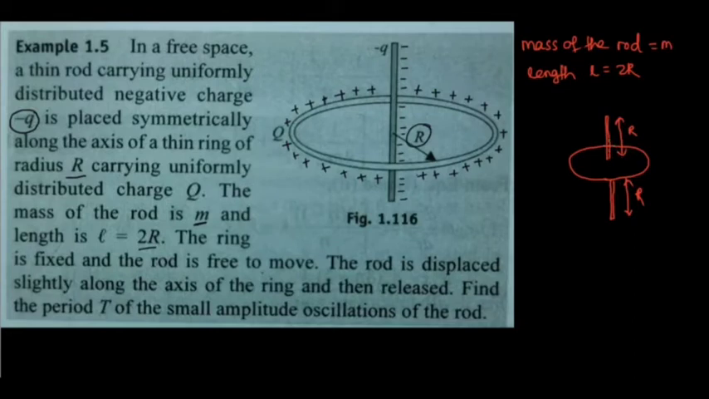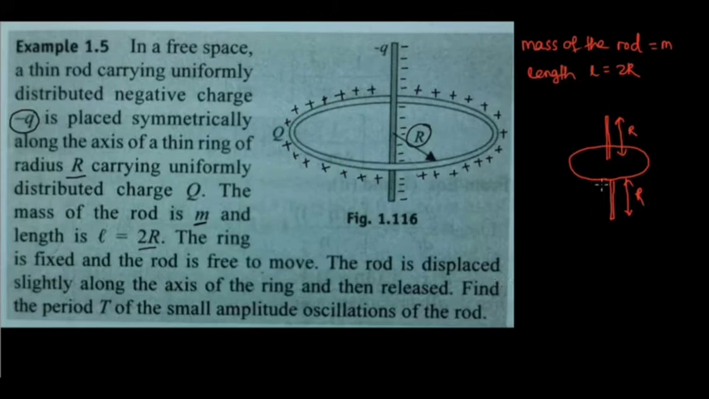Now the length difference in the upper half and in the lower half is 0. R minus R is 0. That's why the total amount of electrostatic force acting on the upper half of the rod is equal and opposite to the total amount of electrostatic force acting on the lower half of the rod. That's why the net force is 0 and the rod is in equilibrium. This is the equilibrium position or mean position.